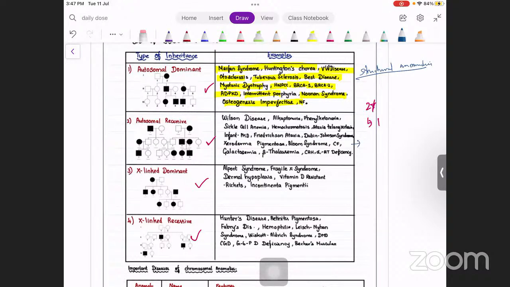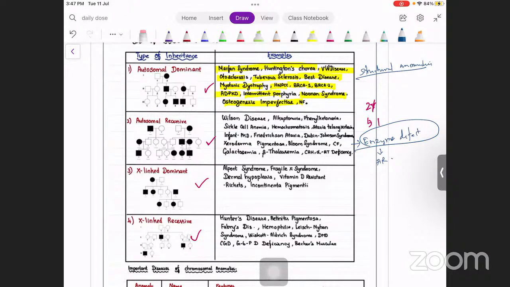If you see any enzyme defect, then that is related to autosomal recessive. Remember it like this: structural anomalies are autosomal dominant, while enzyme defects mostly come under autosomal recessive. Apart from that, you have X-linked dominant and X-linked recessive, which are very few, and you can mug up on your own.